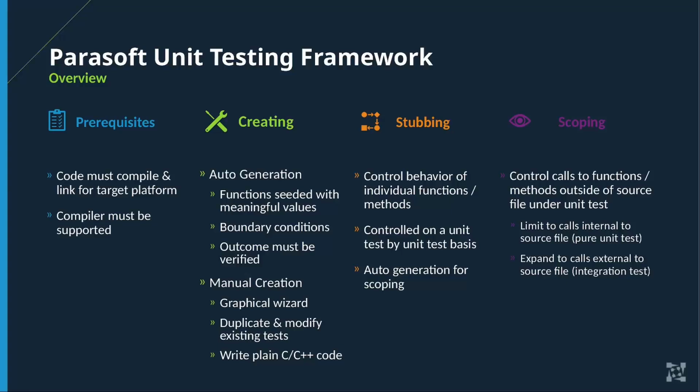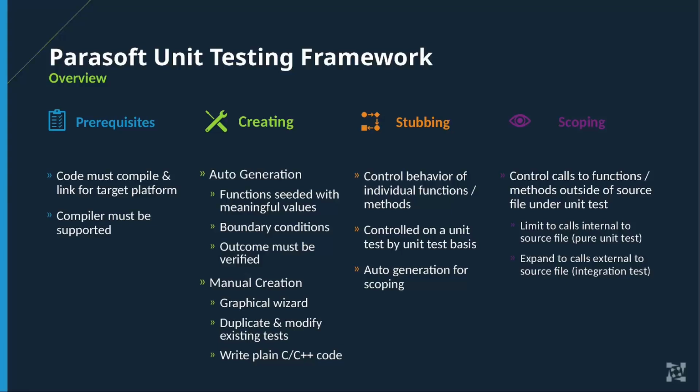As I mentioned, for creating unit tests, we have the capability of automatically generating those unit tests. We can create unit tests that test boundary conditions, and we can seed functions with meaningful values. As far as manual creation is concerned, we have a graphical wizard that will allow you to create unit tests. You can duplicate existing and modify existing tests. Our unit testing framework is in C and C++, so it's very easy to make modifications as needed.